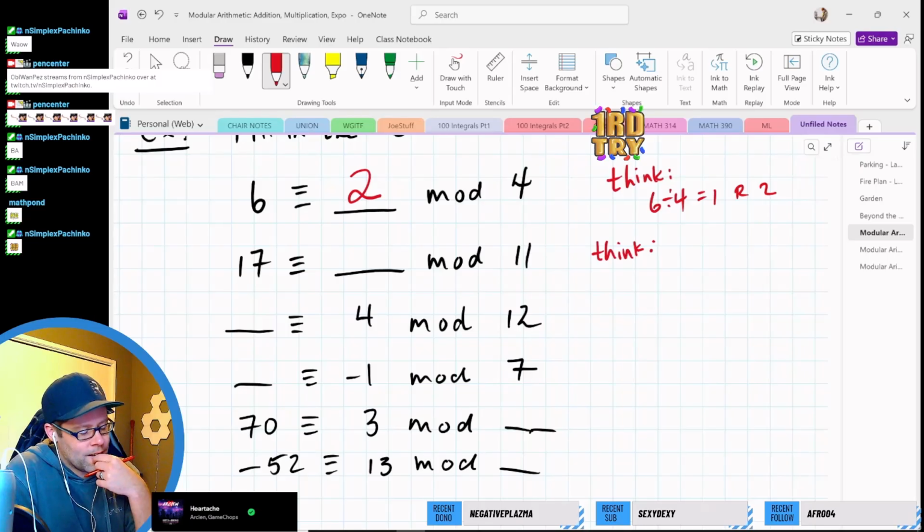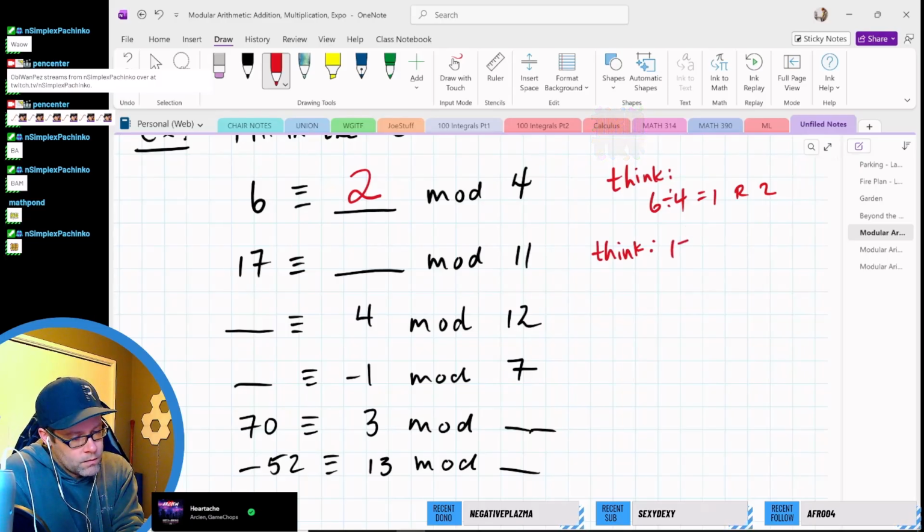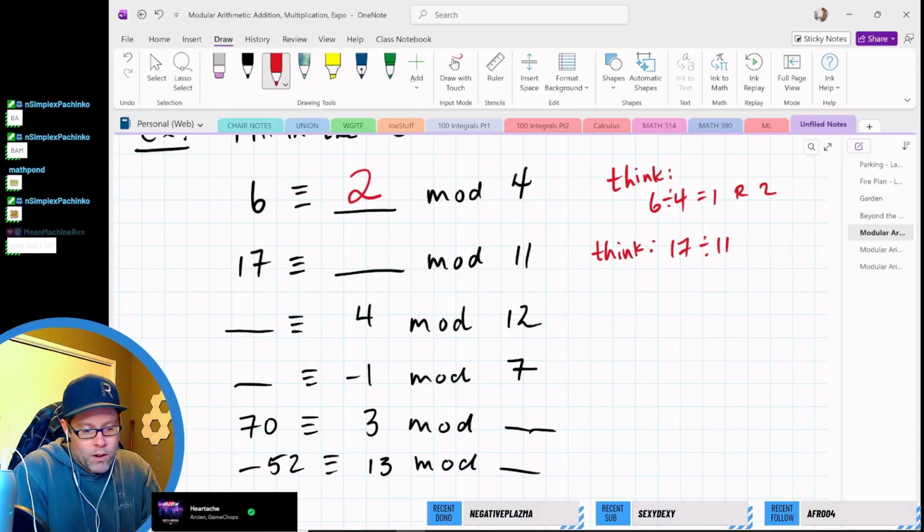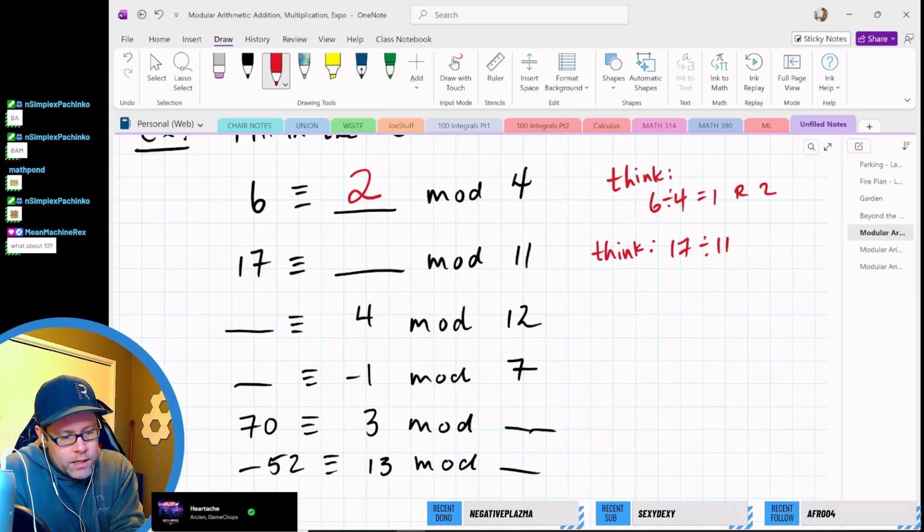So same thing down here. We kind of want to think. We start with 17. We're in a division by 11 kind of environment. When I do that division, I can only get 1 11 into 17. And then I'm going to be left with a remainder of 6.